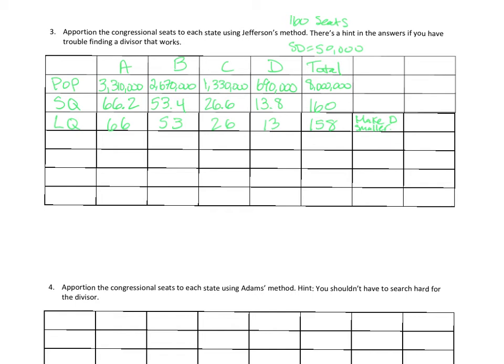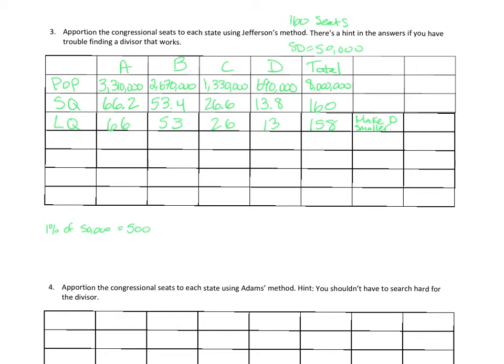So we're off by 2 seats, right? We want to give 160, but we've only given 158. We do 0.5% for each one, so that would be 1% total. I want to make D smaller, my 50,000, by about 1%. So we calculate 1% of 50,000. Let me write this down here. 1% of 50,000 is 500.